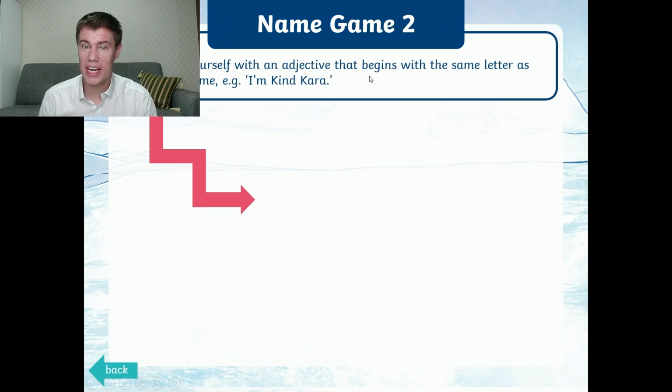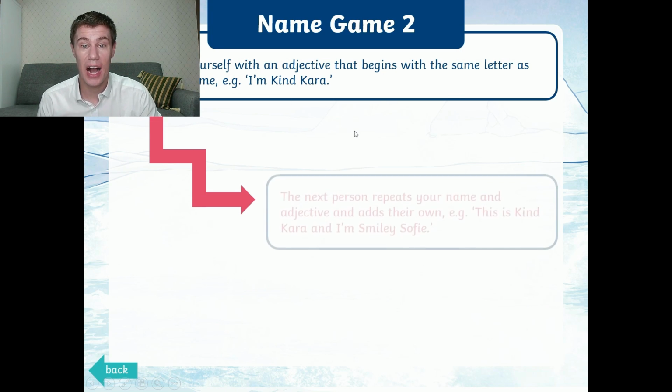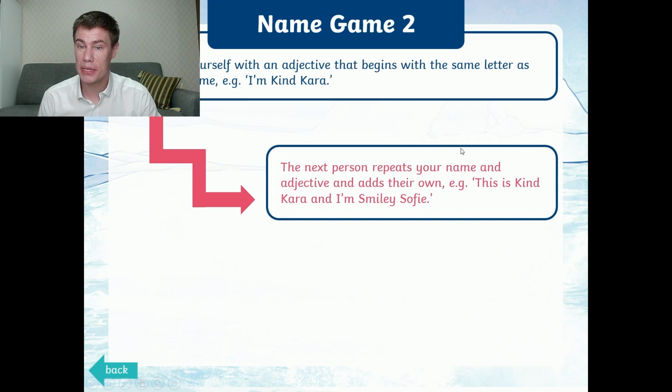Name game 2. Introduce yourself with an adjective that begins with the same letter as your name. For example, I'm kind Kara. The next person repeats your name and adjective and adds their own. This is kind Kara and I'm smiley Sophie. I can be electric Eric.